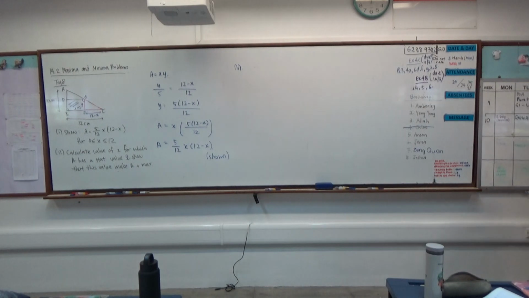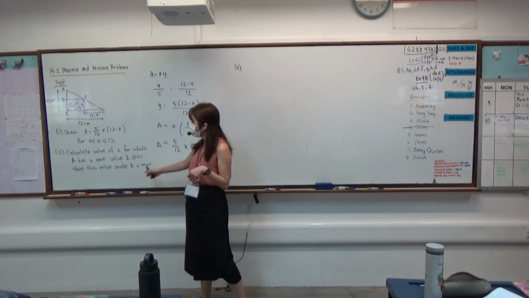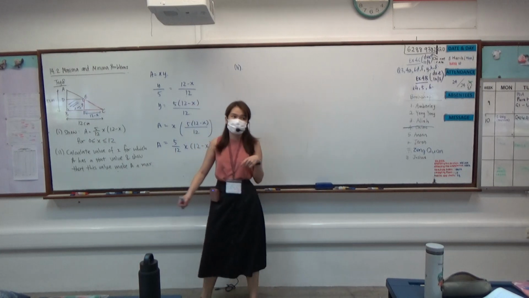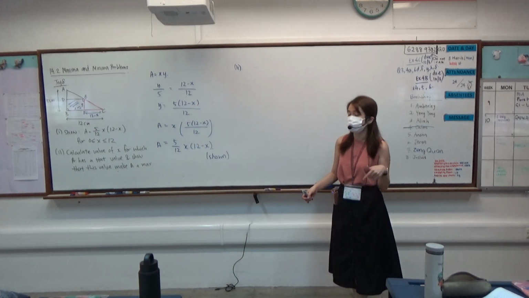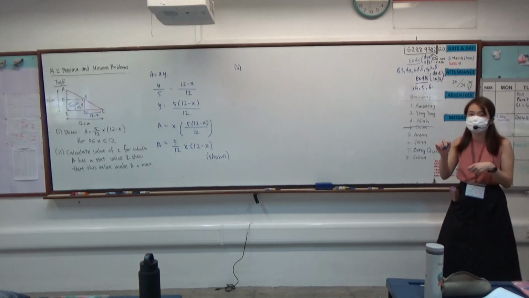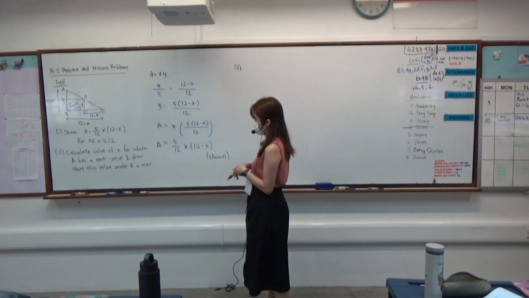Then in part 2, we want to calculate the value of x for which A has a stationary value. Likewise as what we did earlier, stationary value means that our first derivative will be equal to 0. And we want to verify that the value is going to make the area maximum. That means our second derivative test should give us less than 0. Of course, the second derivative test does not always show us that. If it's equal to 0, we have to go back to the first derivative test. But the second derivative test is always slightly easier to handle.